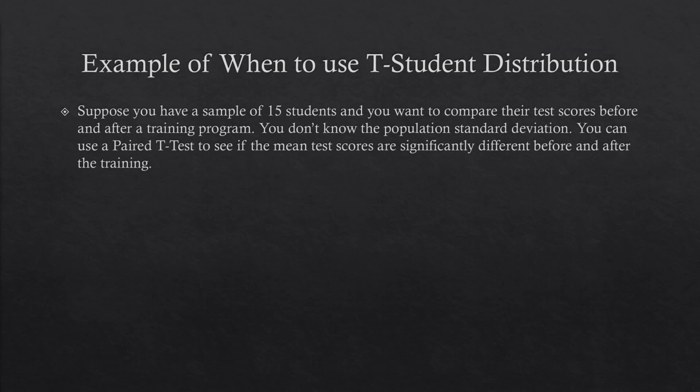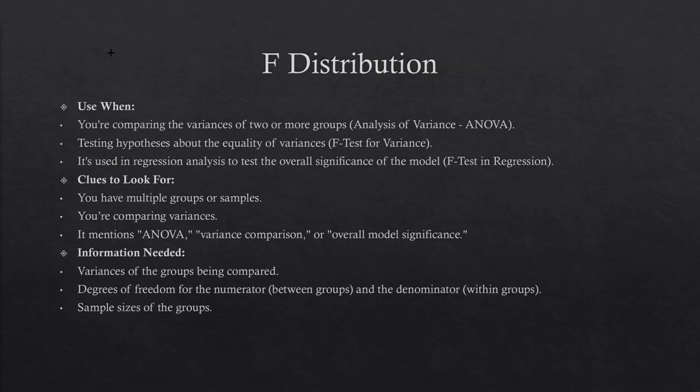So now next up we want our example of when to use the t-student distribution. Suppose you had a sample of 15 students and you want to compare their test scores before and after a training program. The hints that we could already see here is that we have a sample of 15 students, not a total population, and we want to compare their test scores. So because we're comparing something and we have a small group, we know we're using the t-student. And then you don't know the population standard deviation, so you can use a paired t-test to see if the mean test scores are significantly different before and after the training.